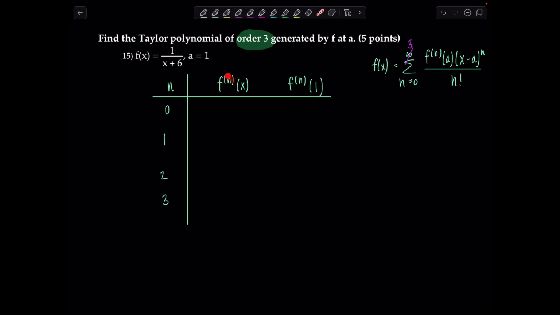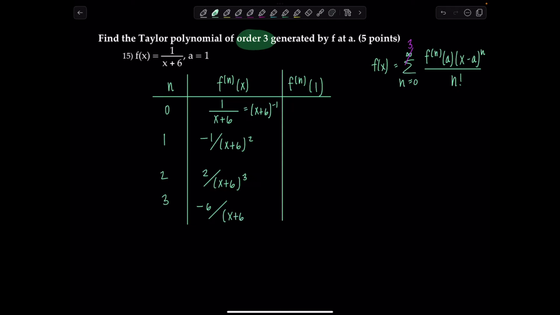So the 0th derivative at x just means give me back the original function. So that's 1 over x plus 6, which is x plus 6 to the negative first. I'm going to think of it that way just so we can take derivatives more easily, okay, you guys? And then the first derivative would be negative x plus 6 to the negative second, or negative 1 over x plus 6 squared. Another derivative, you'd have positive 2 over x plus 6 cubed, and then negative 6 over x plus 6 to the fourth.